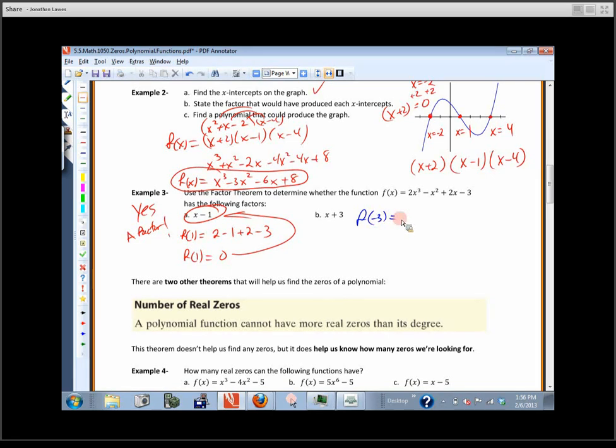Now, that's a bit of a pain. Plugging in -3, let's see what I get here. -3 cubed is -27 times 2 is -54. -3 squared is going to be 9 with a negative in front, so that's going to be a -9. This is going to be a -6 and a -3. Now, stop and take a good look. Should I even bother adding those up? No. What I know is it's going to be negative, so nope, not a factor.